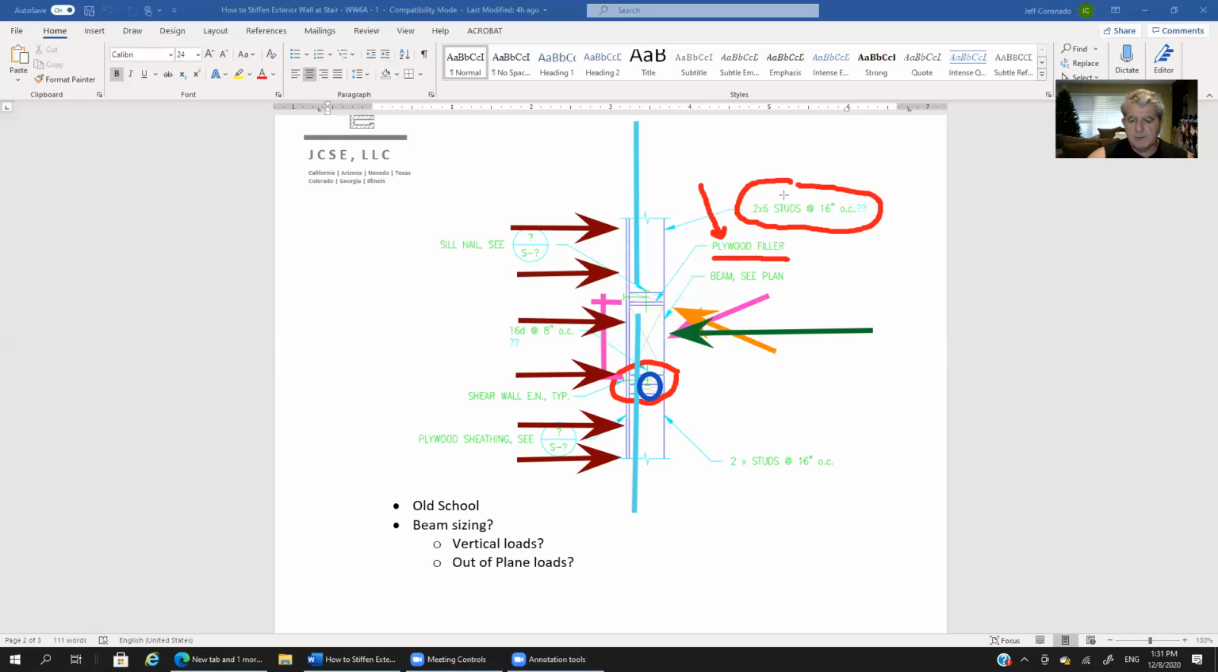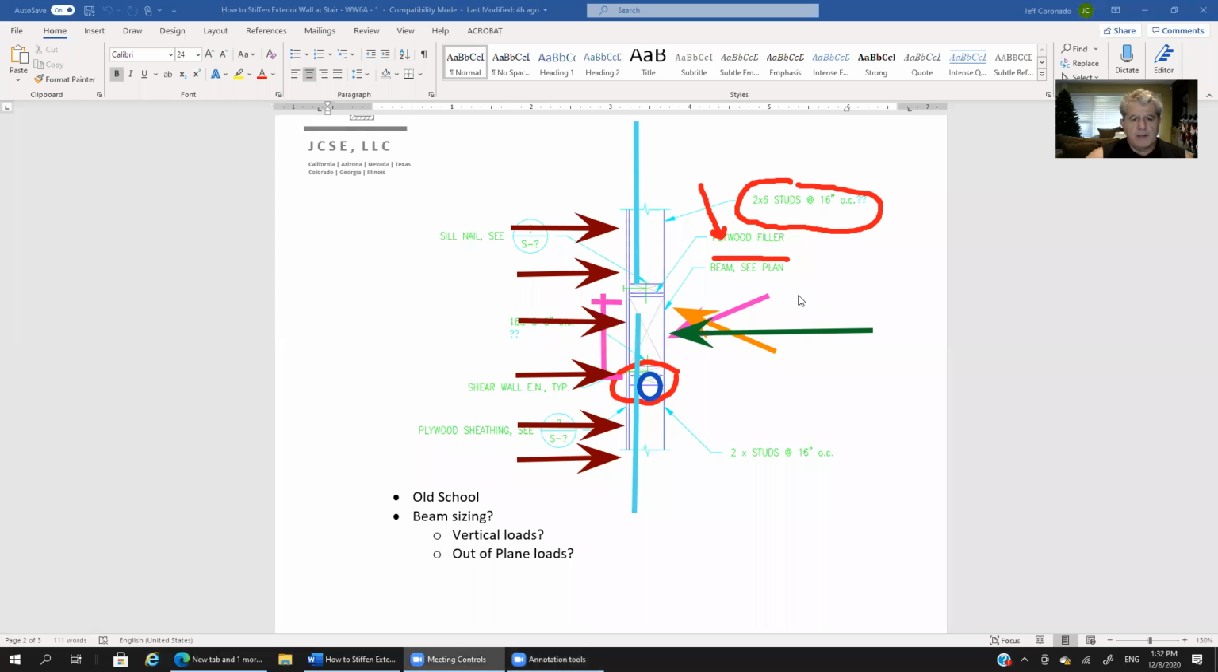Let's see, was there anything else here that we need to cover? I don't think so. So I think that's it for this detail.